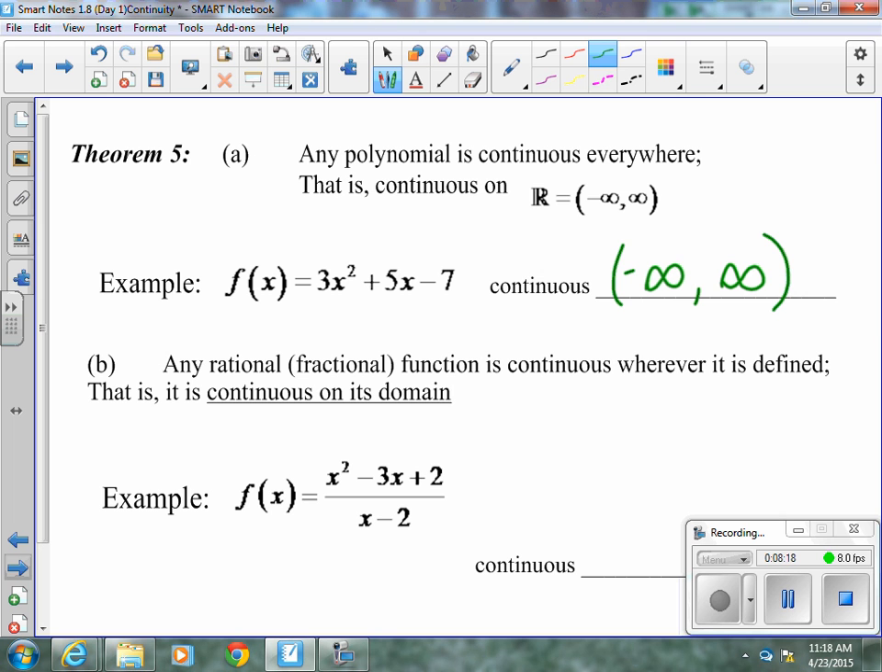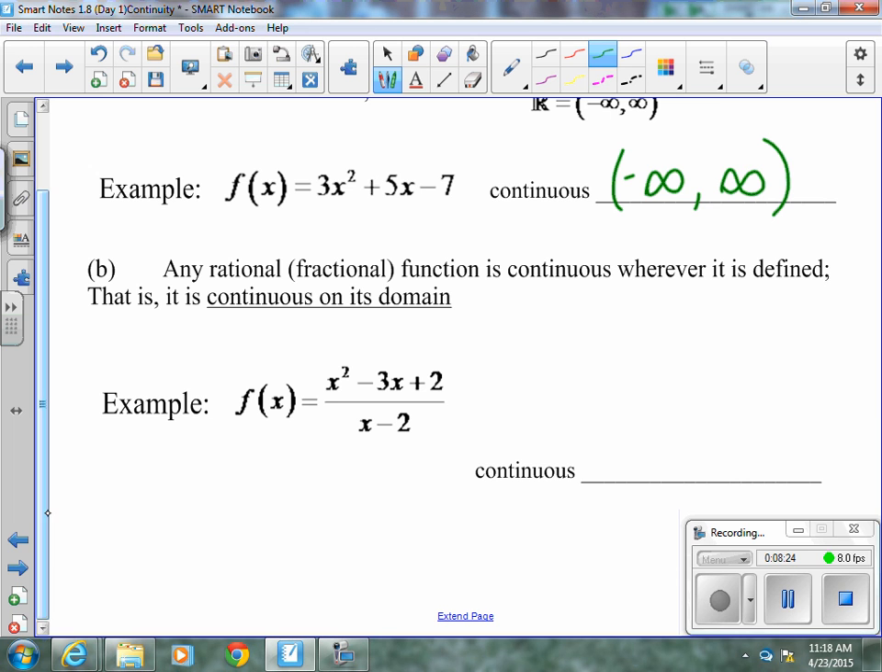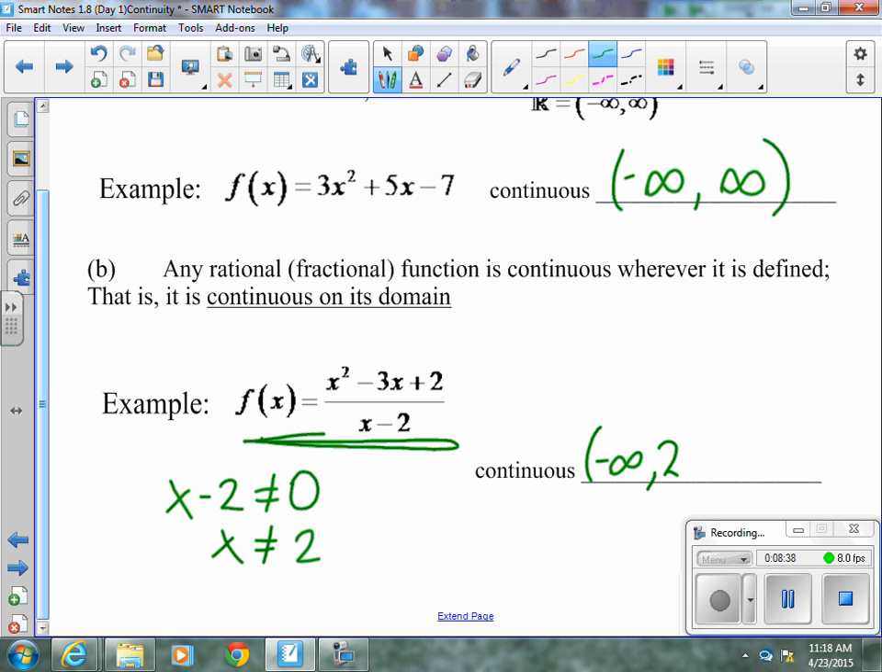Now, part B, any rational function is continuous wherever it is defined. That is, it is continuous on its domain. To find the domain of this function, it has a denominator. So x minus 2 is not allowed to equal 0, which means x can't be 2. But it can be everything else. So this would be continuous on its domain of negative infinity to 2 and 2 to infinity.